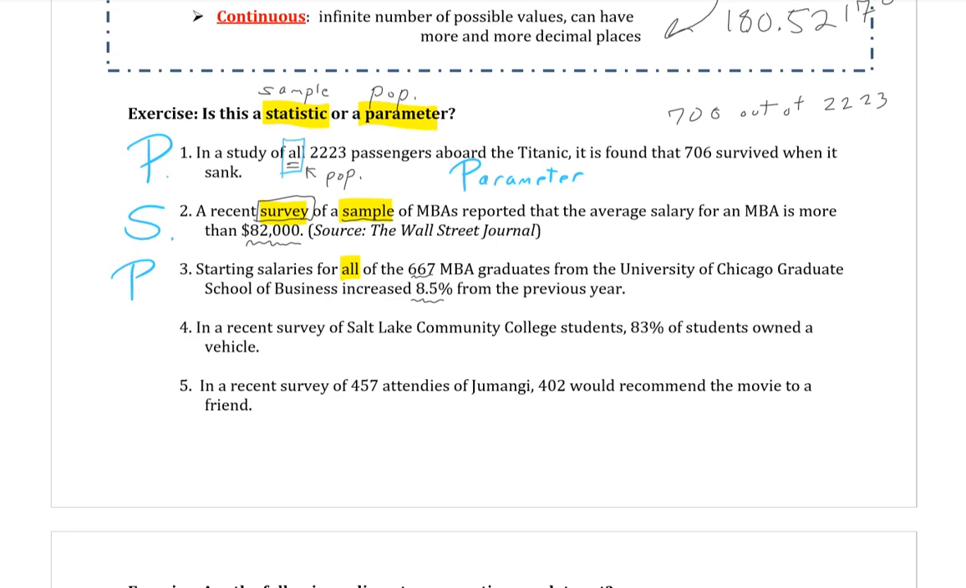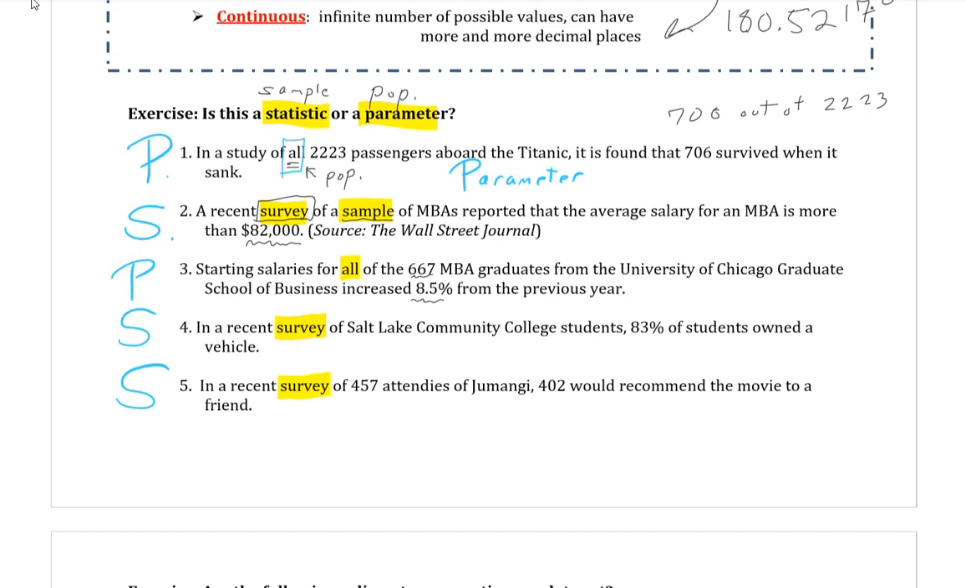Last two. In a recent survey of Salt Lake Community College students, and I probably don't even need to keep describing after that point. You might have already seen the word there, in a recent survey. Since I see the word survey, that means I'm talking yet again about a sample. And lastly, in a recent survey of 457 attendees of Jumanji, 402 would recommend the movie. Well, 402 out of 457, since that was describing a survey yet again, that means we're talking about a sample.